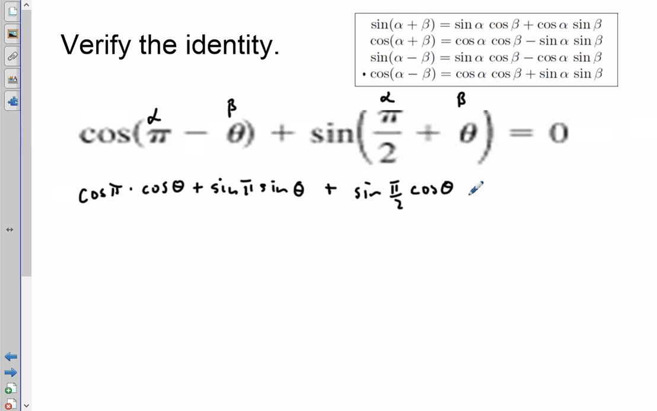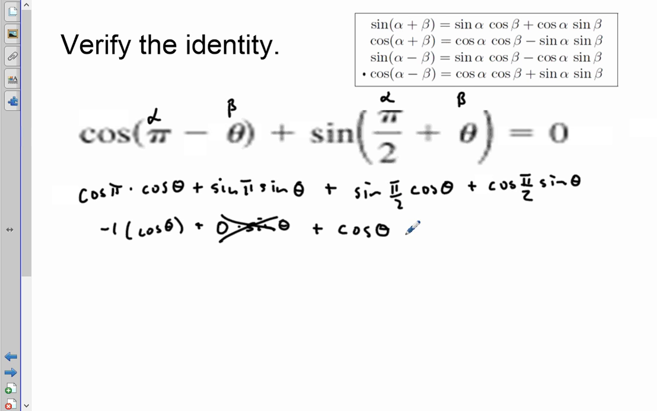Cosine of theta plus cosine of pi over 2 times sine of theta. Doing this, cosine of pi is -1 times cosine of theta, plus sine of pi, which is 0, times sine of theta, which is going to be 0. So it'll cancel out. Plus, we know this is going to be cosine theta because that's equal to 1. And that's going to be 0. That's going to cancel out.